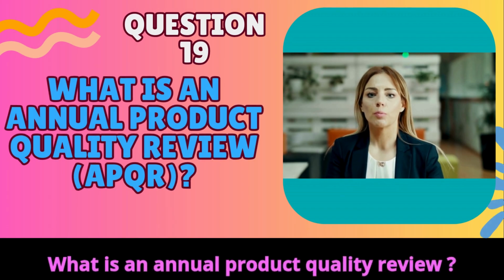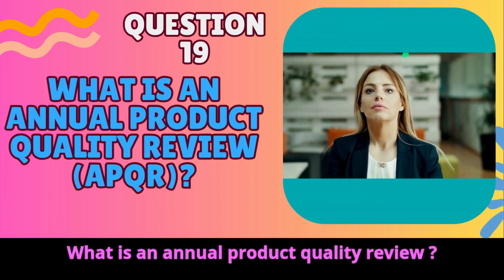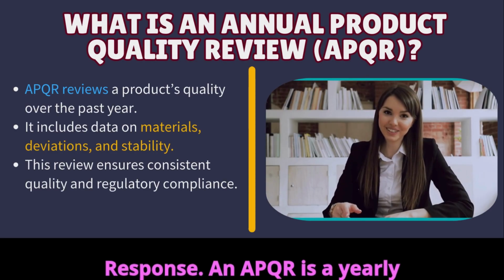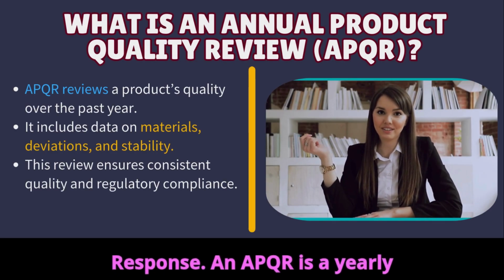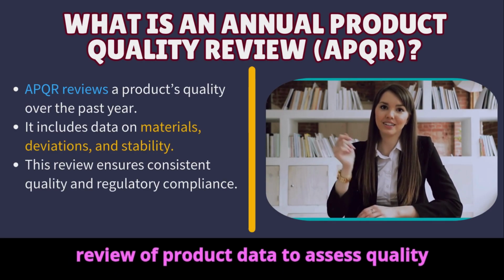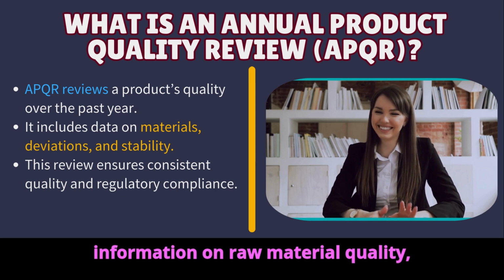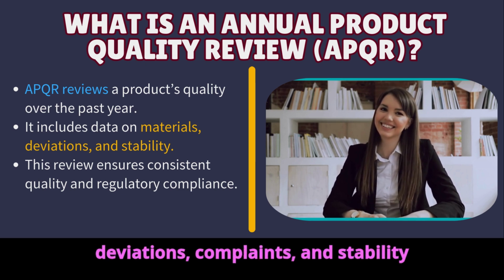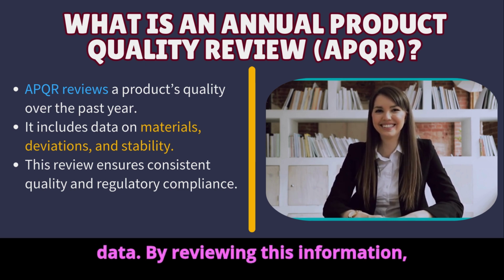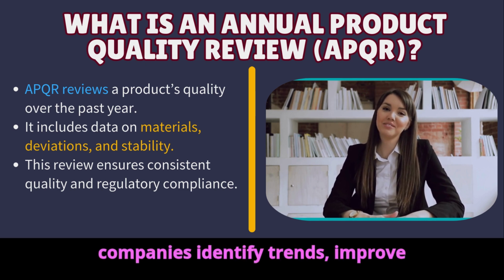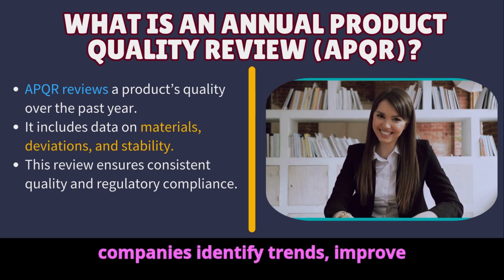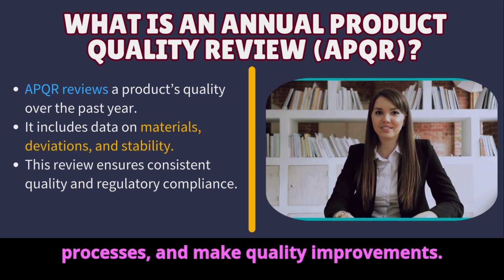Question 19. What is an annual product quality review, APQR? Response. An APQR is a yearly review of product data to assess quality and consistency over time. It includes information on raw material quality, deviations, complaints, and stability data. By reviewing this information, companies identify trends, improve processes, and make quality improvements.